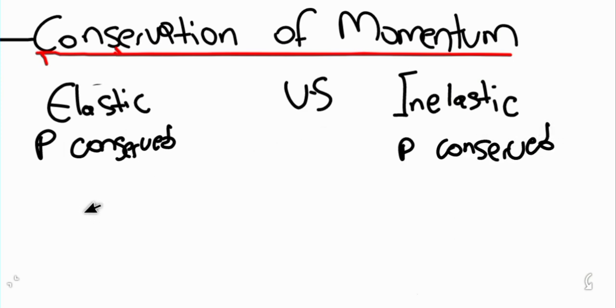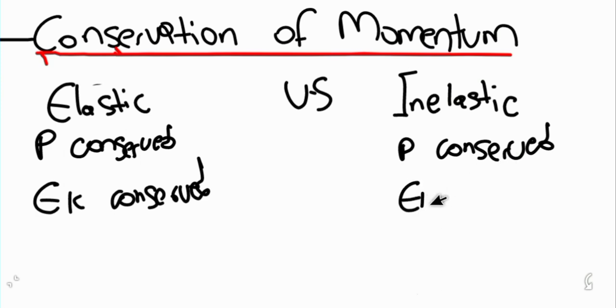But the main difference between these two collisions is that in an elastic collision, both momentum and kinetic energy are conserved. In an inelastic collision, only momentum will be conserved. Kinetic energy is not conserved.